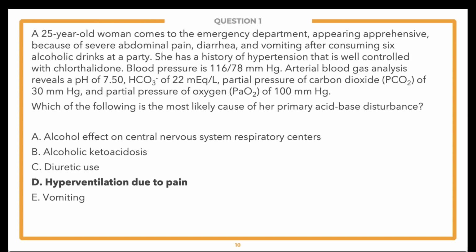Vomiting. Well, vomiting will cause a metabolic alkalosis that's secondary to the loss of hydrochloric acid from the stomach. But when that happens, you're not going to have low bicarb, right? You're going to have a high serum bicarb. And so we don't see that high serum bicarb here. That helps us rule out vomiting. And I know that was our most common answer, right?